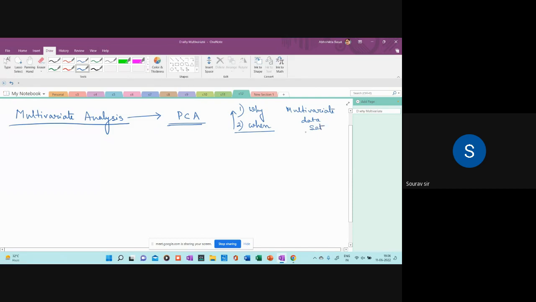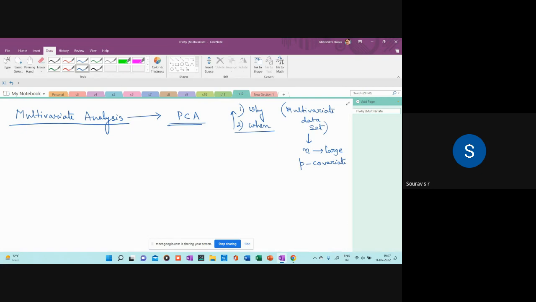Suppose we have a multivariate data set, and the size of the data set is n, which is very large. Suppose we are trying to fit a regression or multivariate regression on it, or whatever we are trying to do, and suppose it involves p covariates. But sometimes it is very difficult to deal with such a big data set. In real life, all data sets are not of small size.